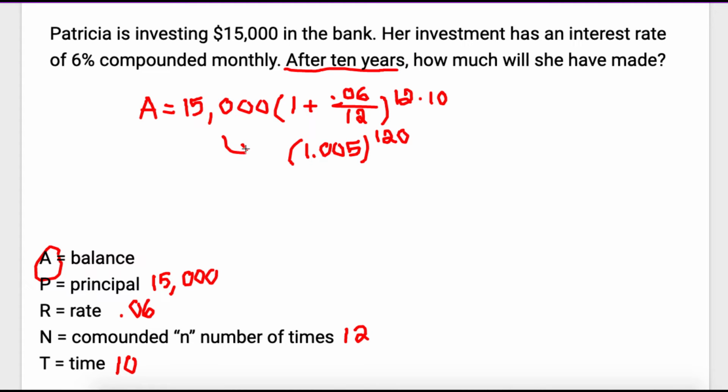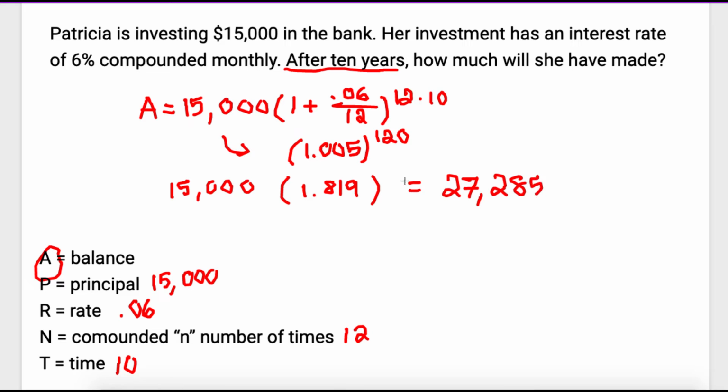Then we bring this down and multiply it. We would get 1.819. So now we do 15,000 times 1.819, and this gets us $27,285. Now that's bank. This means that Patricia will have $27,285 in 10 years. Hopefully she doesn't spend all her money right away.